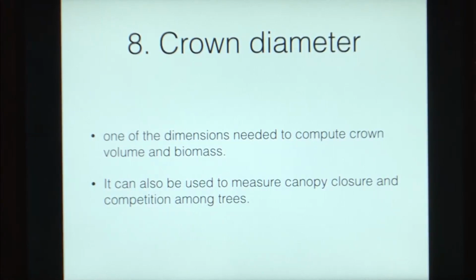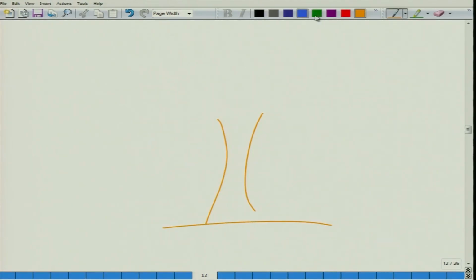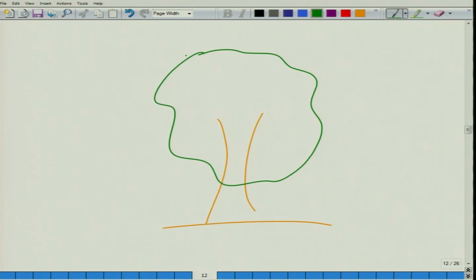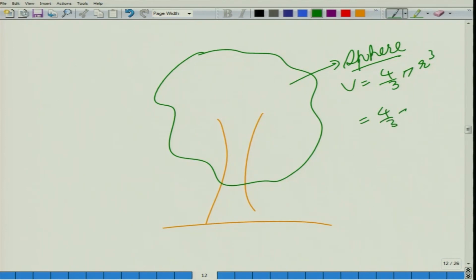The next attribute in the case of this canopy or the crown is the crown diameter. Now, crown diameter is a dimension that is needed to compute crown volume and biomass. So, for instance, if you considered your tree and suppose you considered its volume to be a sphere, then the volume would be given by 4/3 pi r cubed or 4/3 pi (d/2) cubed. So, in this case, to calculate its volume you only need one parameter, that is the diameter.